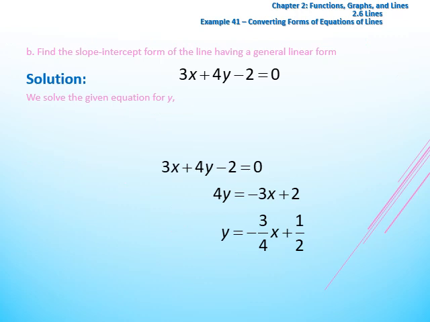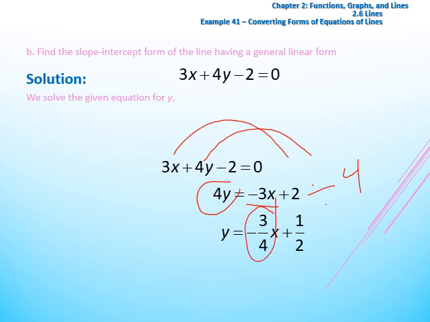Another one: 3x plus 4y minus 2 equals 0. The requirement is to find the slope-intercept form from the general linear form. So we should get y on the left-hand side and all other terms on the other side. So 4y equals negative 3x plus 2, and dividing both sides by 4 we get y equals negative 3 over 4 x plus one half. This means that the slope m equals negative 3 over 4 and p equals one half.